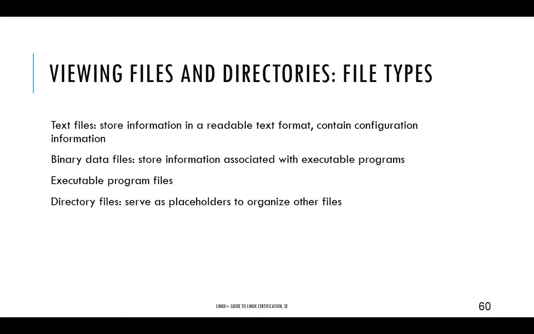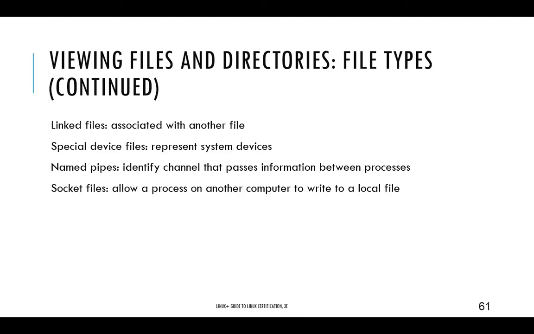Text files are readable text that you can see in any editor. Binary data files are stored and associated with executable programs. Directory files serve as placeholders for other files. Linked files are just associated with another file, so part of the information in this is linked to something else. Special device files represent system devices. Named pipes identify a channel that passes information between processes.